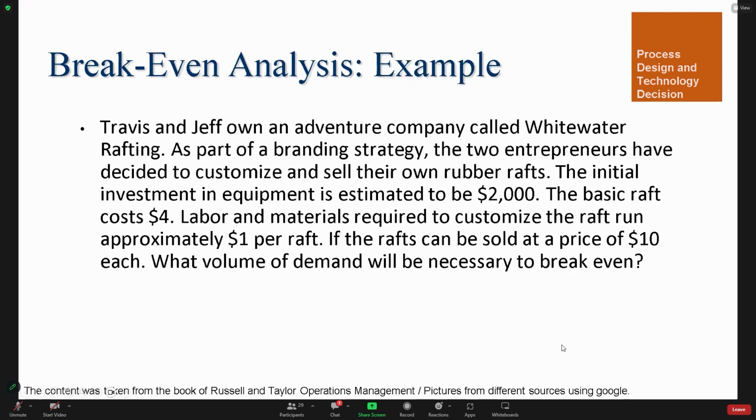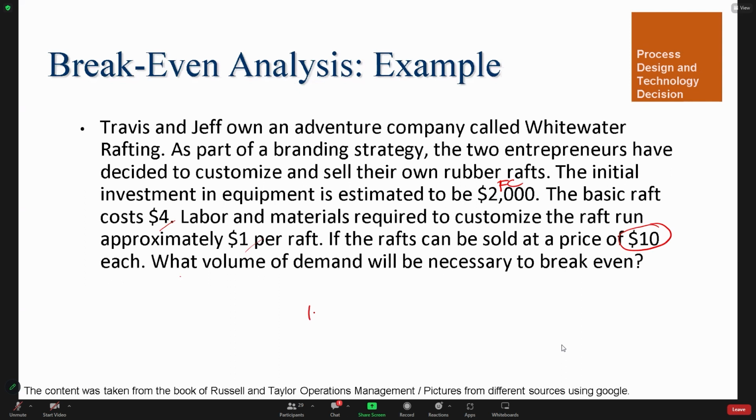Okay, let's have an example. Ayan. Now, Travis and Jeff own an adventure company called whitewater rafting, sorry. As part of the branding strategy, the two entrepreneurs decided to customize and sell their own rubber raft. The initial investment in equipment is estimated to be 2,000. So this will be considered as your fixed cost. The basic raft costs $4. Okay. Labor and materials is $1 per raft. The selling price is $10.